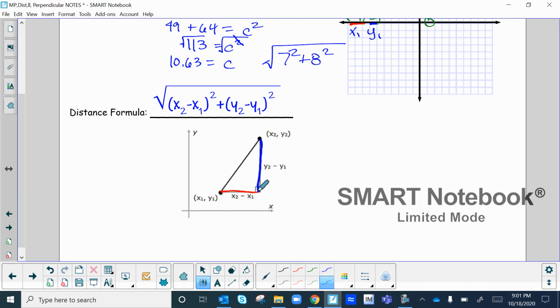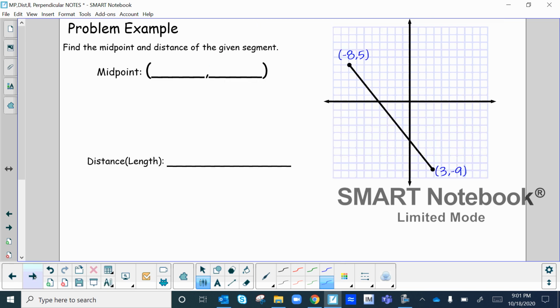So these two formulas, guys, you do not have to memorize. You're going to have them on your notes, so you can always use those. You just have to make sure you plug in everything correctly. Okay, so let's try that real quick on this last example.